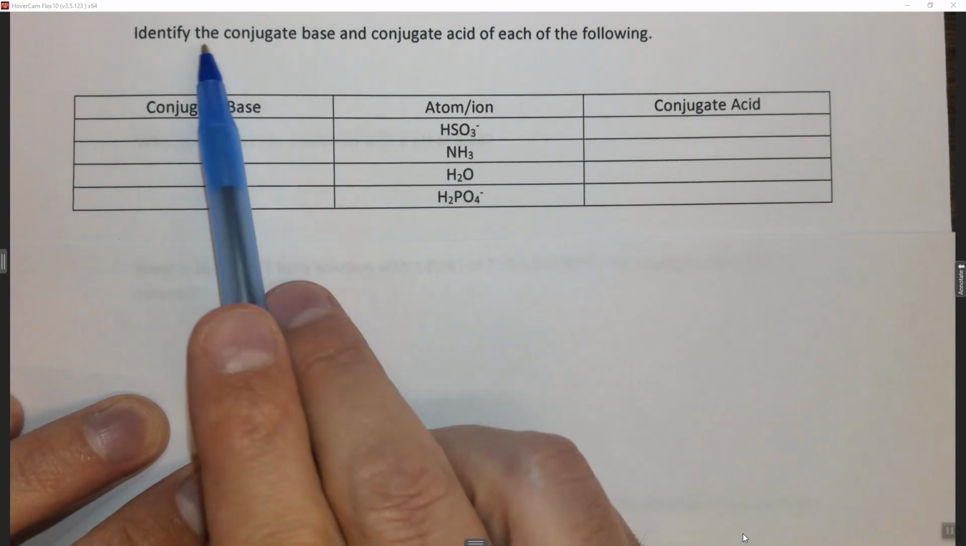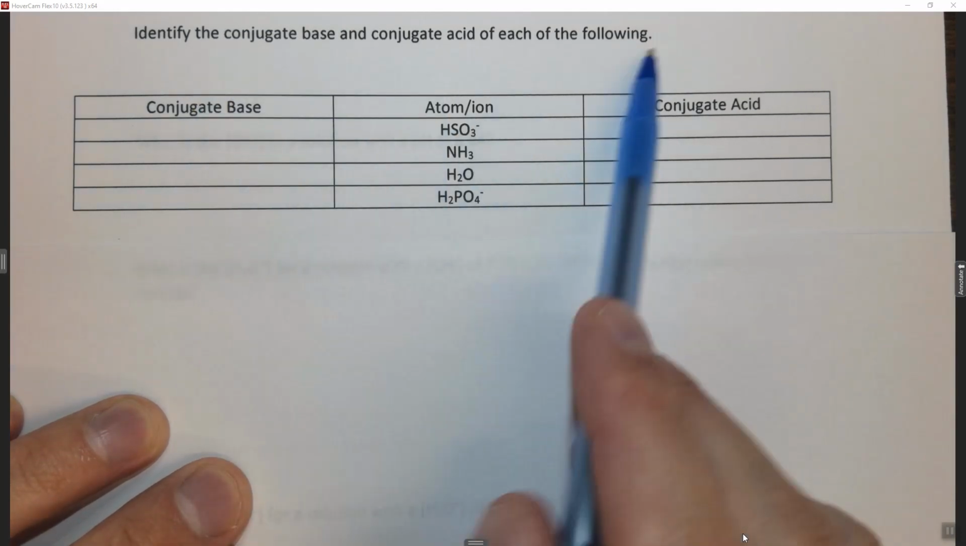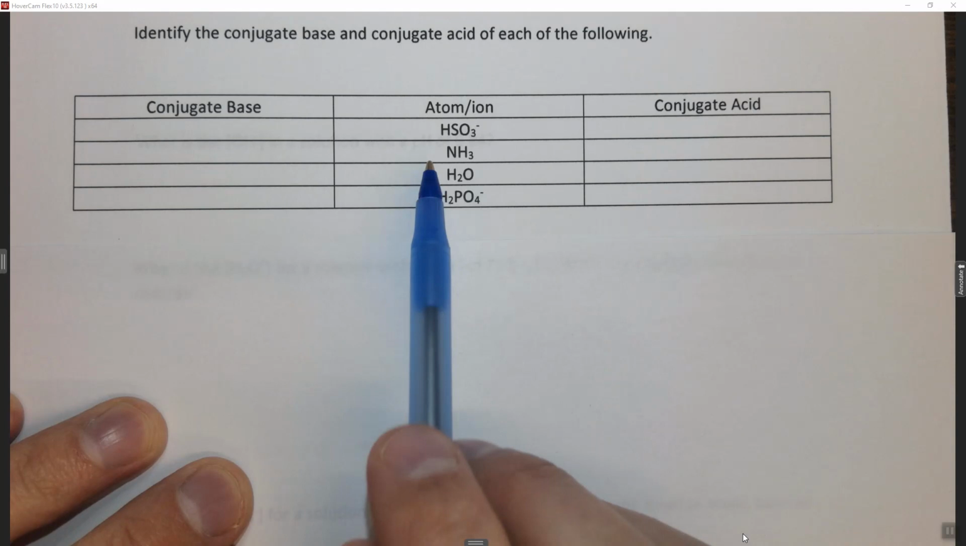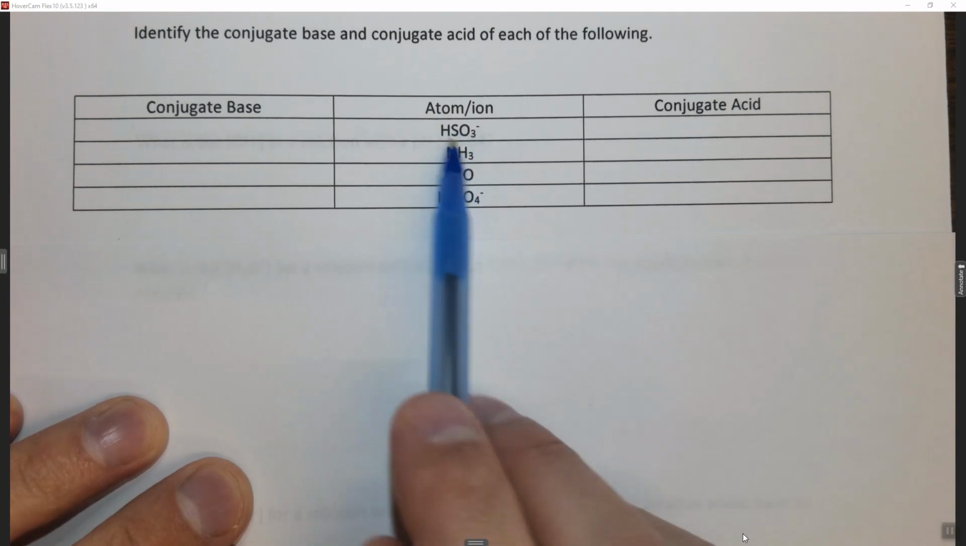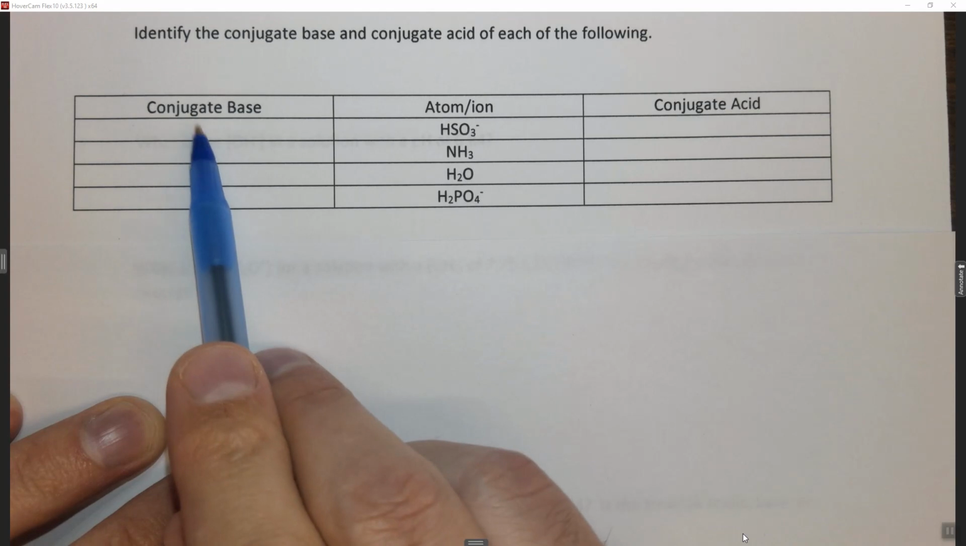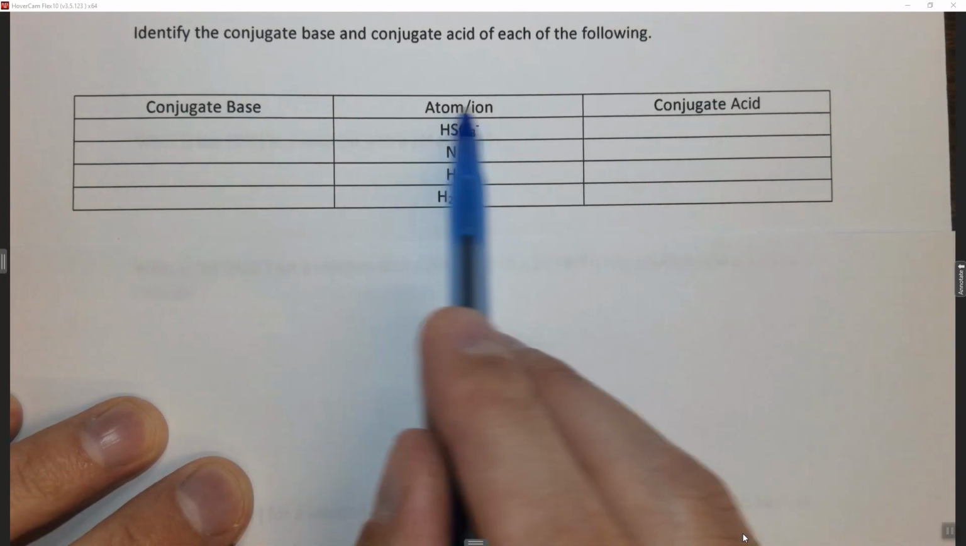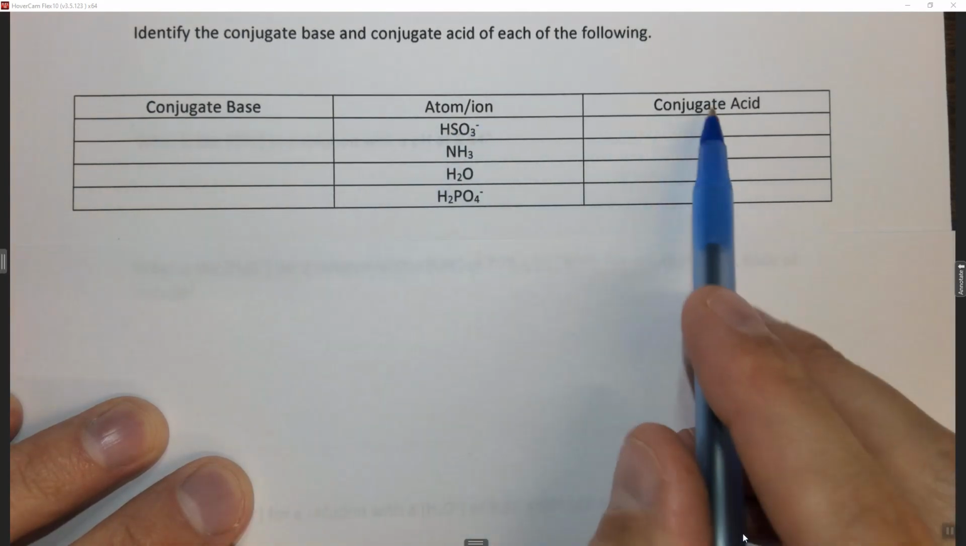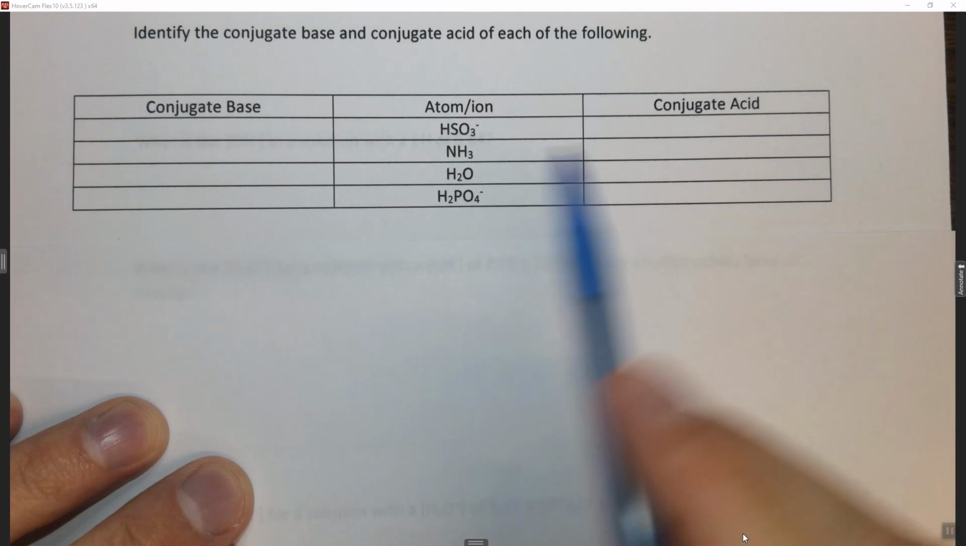So this question says, identify the conjugate base and conjugate acid of each of the following. So we're going to identify the conjugate acid and conjugate base of each of these. So the conjugate base is going to be this having lost a proton, and the conjugate acid is going to be this having gained a proton.